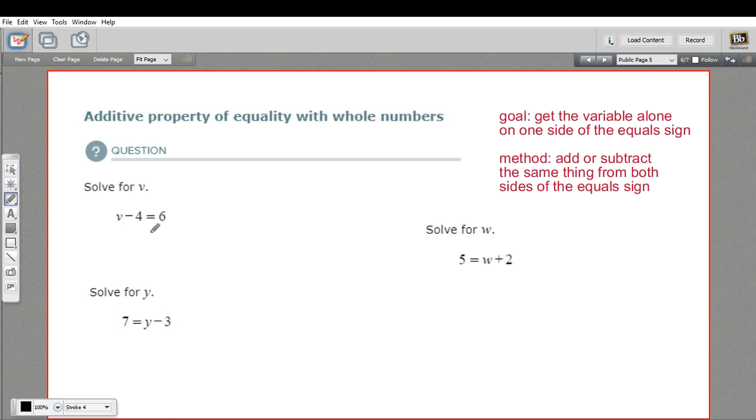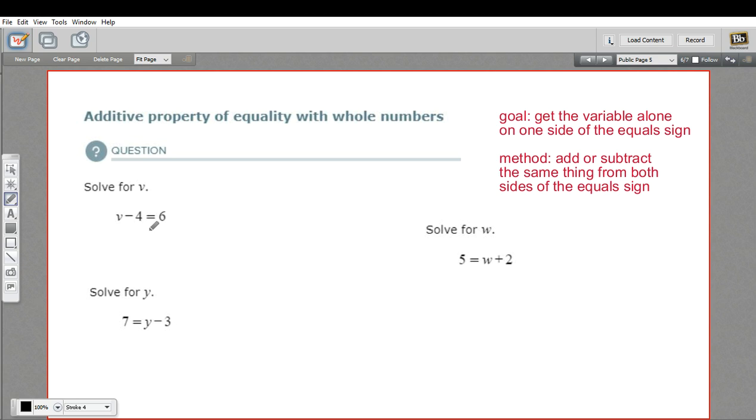You can think of this equal sign as like the fulcrum, the point of balance on this equation. And if you add 2 to one side, you've got to add 2 to the other side to keep it balanced. If you want to subtract 10 from one side, you got to subtract 10 from the other side to keep it balanced. That's the main principle we're going to be using when we're solving for variables in algebraic equations like this. So let's look at this first one.